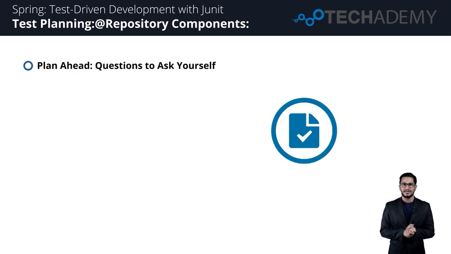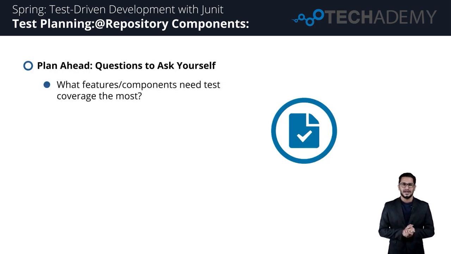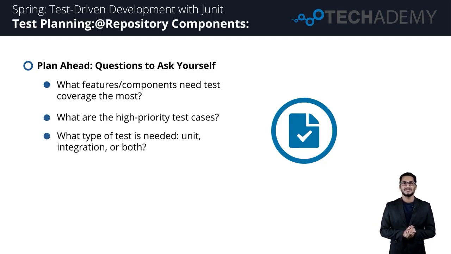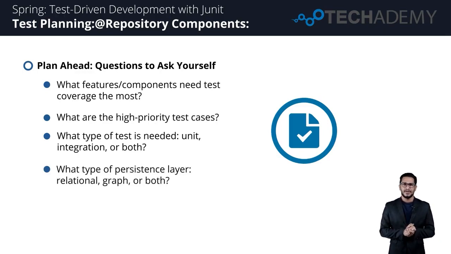As is the case with other test plans, we have to ask ourselves the usual questions such as what are our highest priorities? What kind of tests are we writing? Are they unit tests? Are they integration tests? Are they both? As far as the persistence layer is concerned, we have an additional question that we should ask ourselves in the planning. Will our code access a relational database, a graph database, or both? These are some of the things we need to keep in mind and plan for.